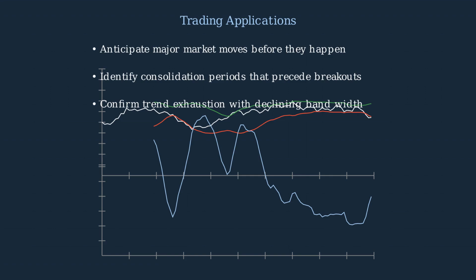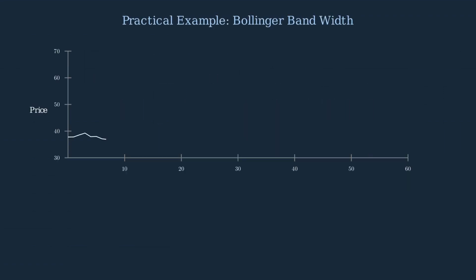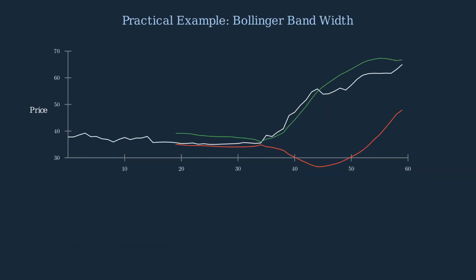Declining bandwidth can confirm trend exhaustion, suggesting a potential reversal or consolidation. For best results, traders use the bandwidth indicator in conjunction with price action and other technical indicators. Let's look at a practical example of how the Bollinger Band Width Indicator works with price action.